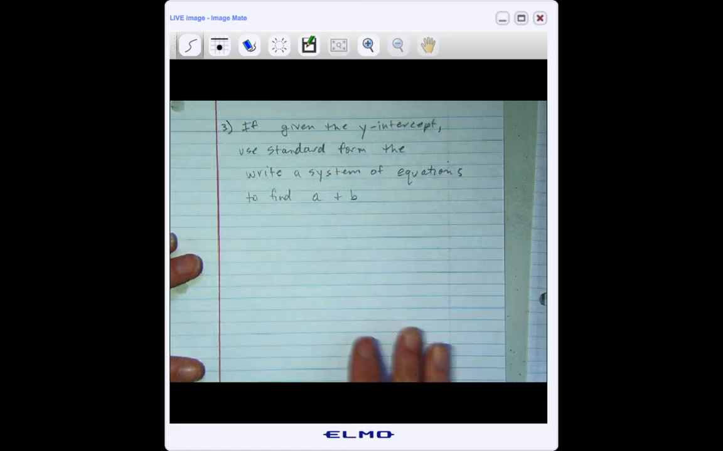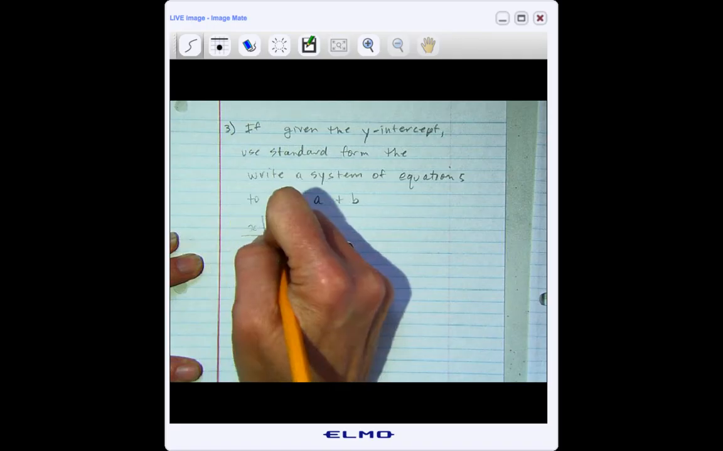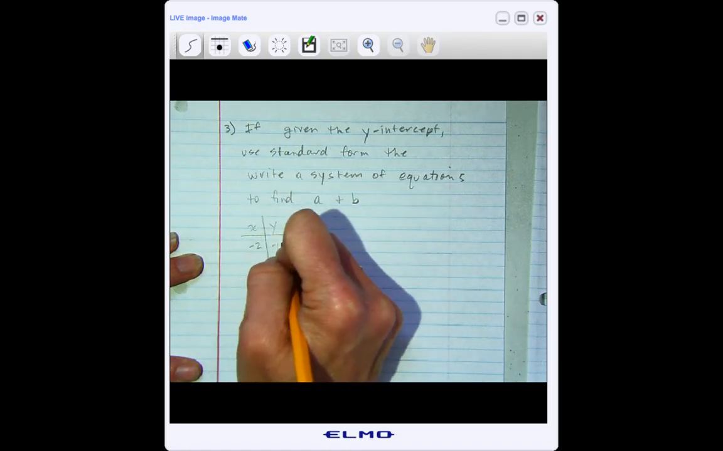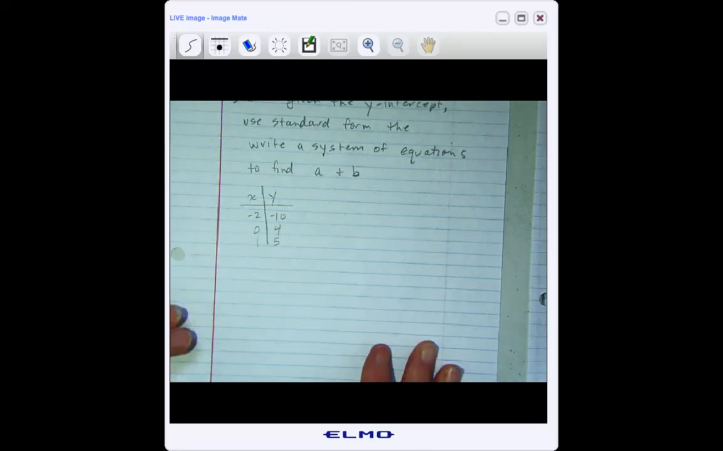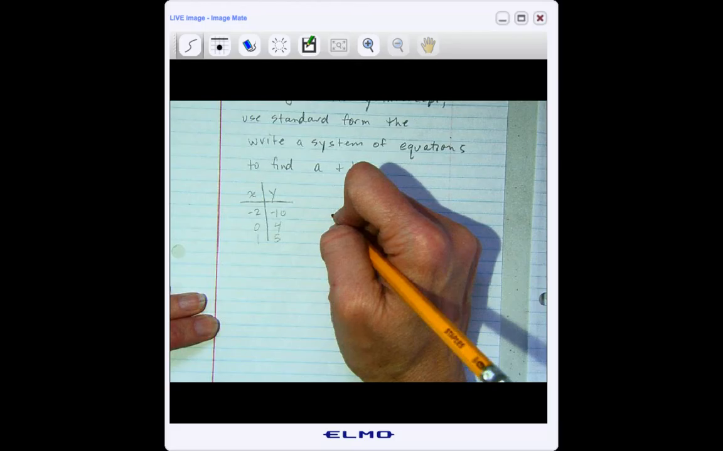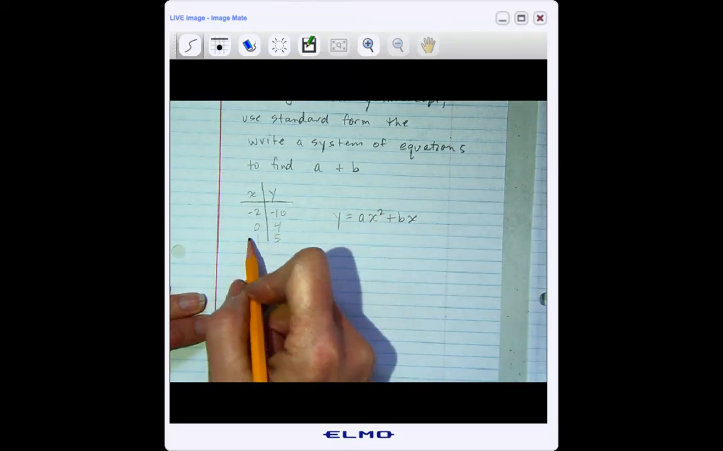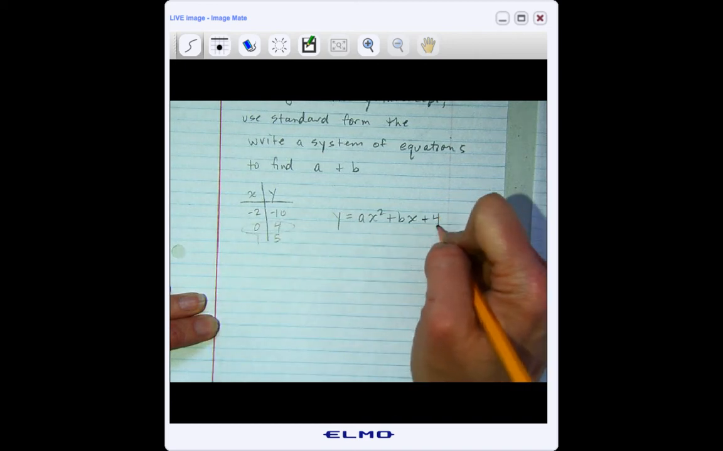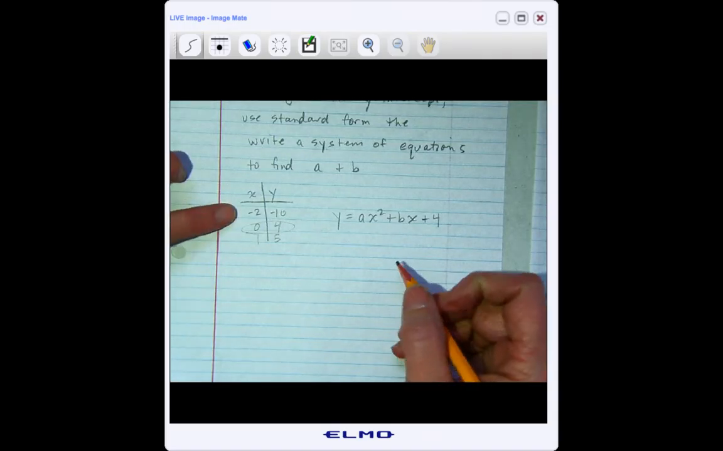Okay, so I think I'm going to use a table for this one. So let's say I've got -2, -10, 0, 4, 1, 5. Okay, so if I start with this one, I'm going to be given y is equal to ax squared plus bx. I know that my c value is 4. Okay? All right, so then what I'm going to have to do to figure out my a and b is I'm going to have to use the point -2, -10, and 1, 5, and I'm going to have to solve for a and b.